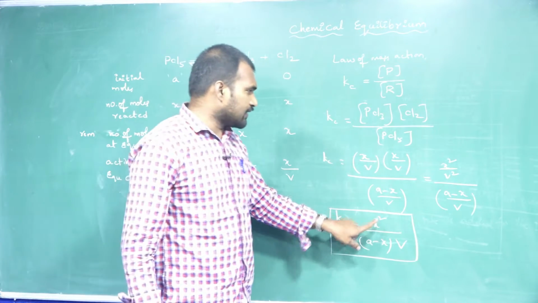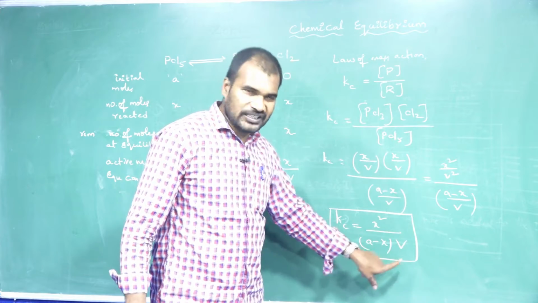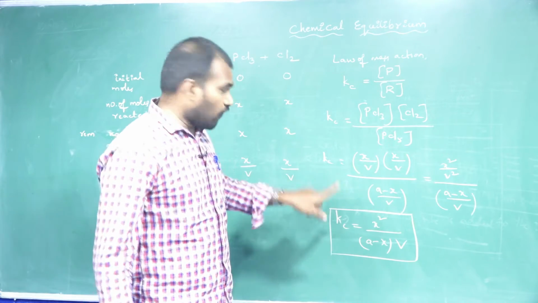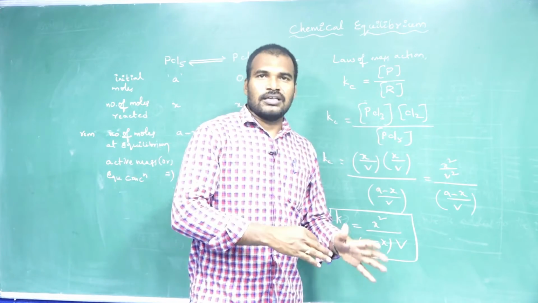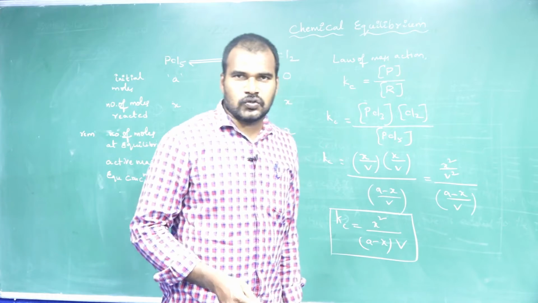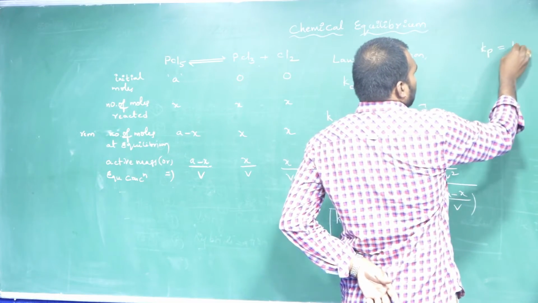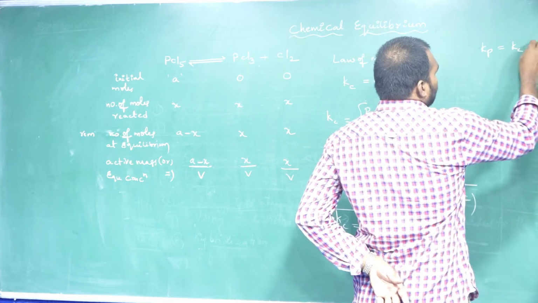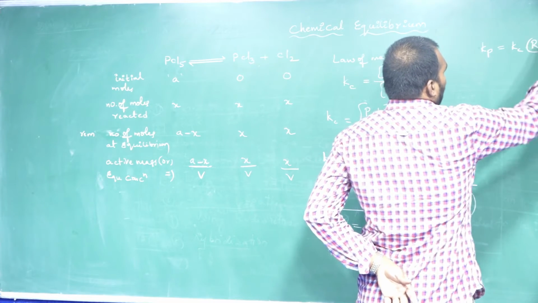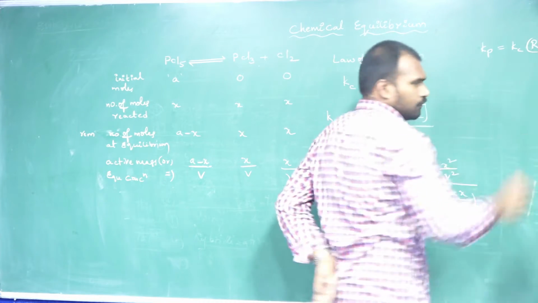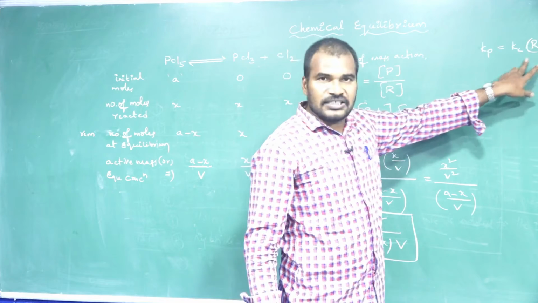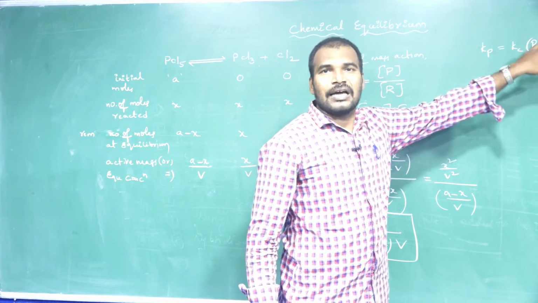Kc is nothing but X square by (A minus X) into V. This is the Kc formula. Once we know the Kc, from the Kc we can derive the Kp also. As we know, what is the relation between Kp and Kc? Kp is equal to Kc into RT to the power of delta Ng.